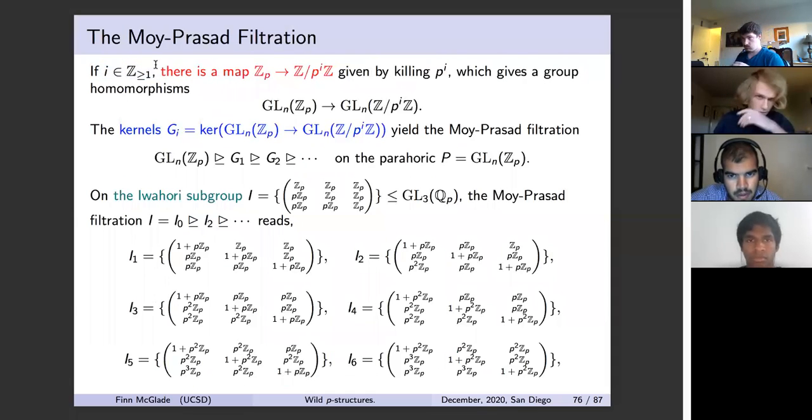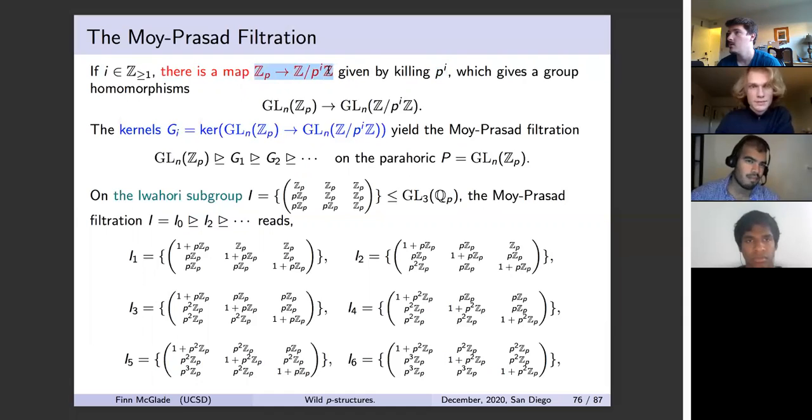There's a way of mapping Z_p to Z mod p^i Z. You just take your power series, chop off the first i-1 terms, and then reduce that mod p^i Z. That gives you a homomorphism like this, and consequently you get a homomorphism like this. So you can consider the kernels. I can take the kernel of the map from GL_n(Z_p) to GL_n(Z mod p^i Z). That will give me some subgroup of GL_n(Z_p), and I'll get a filtration like this. So this is the Moy-Prasad filtration on the group GL_n(Z_p).